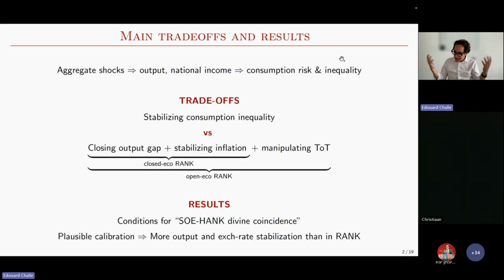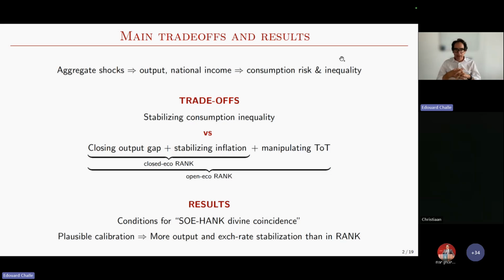So just to provide a brief summary of what the standard new Keynesian model says: if you think of the closed economy representative agent new Keynesian model, we know that there can be a tension, a conflict, a dilemma, a trade-off between closing the output gap and stabilizing inflation. When you open the economy to international trade and international capital flows, there might be a new motive showing up, which is the manipulation of the terms of trade.